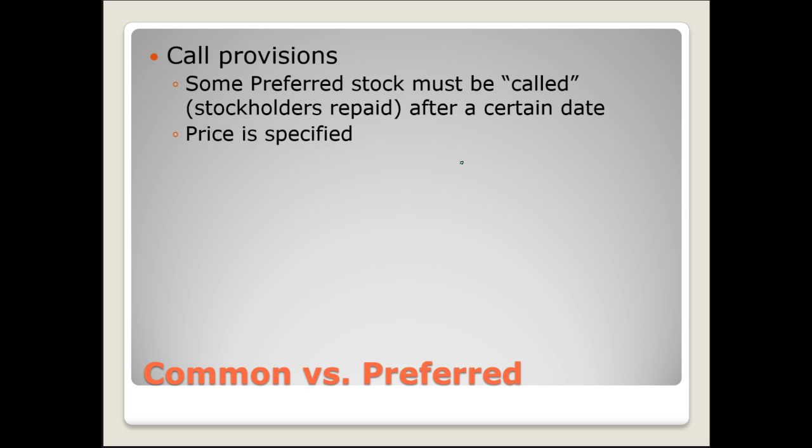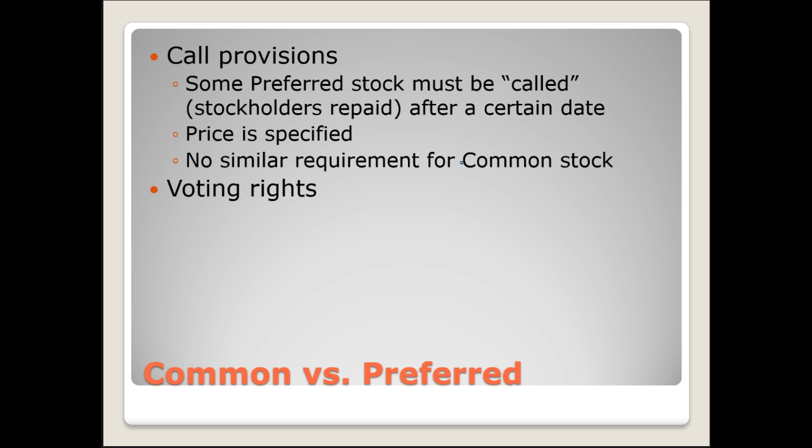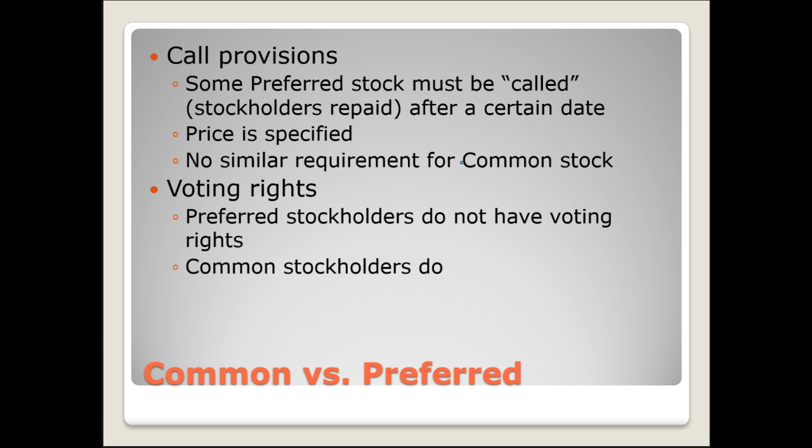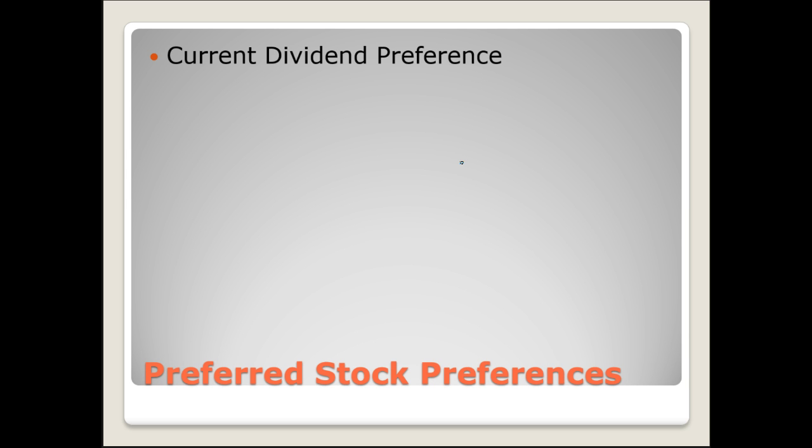There are a few other provisions that you can read about in the chapter, such as call provisions and the voting rights of preferred stockholders. Now, let's look at the dividend and other preferences for preferred stock. First of all, there is the current dividend preference.